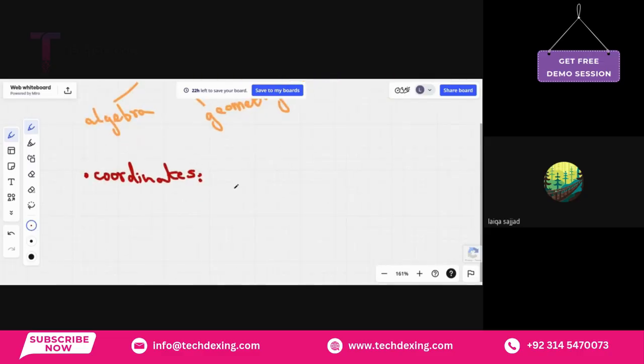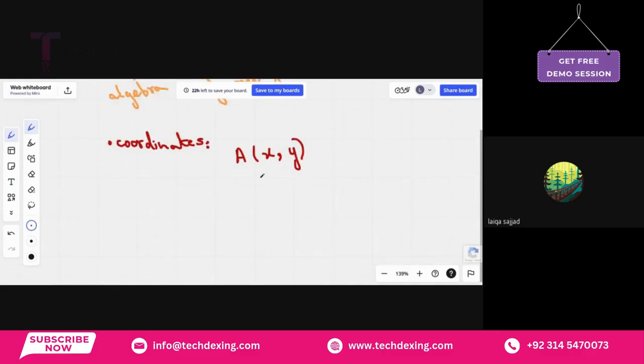For example, if I have a point A, I can locate the exact position of this point A on the grid or on the plane by telling its position along the x-axis, which is the x coordinate, and then its position along the y-axis, which is the y coordinate. This is what we mean by coordinates.